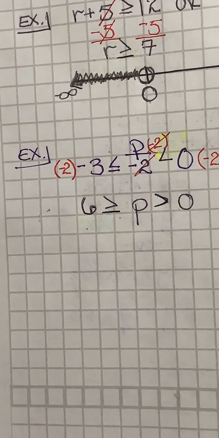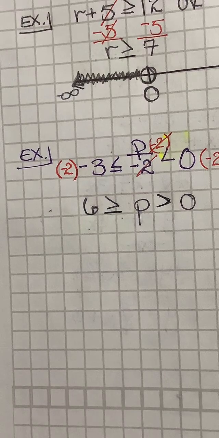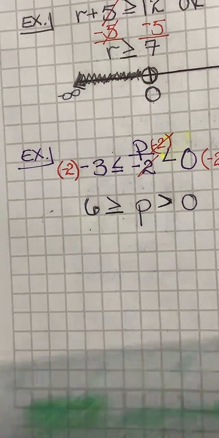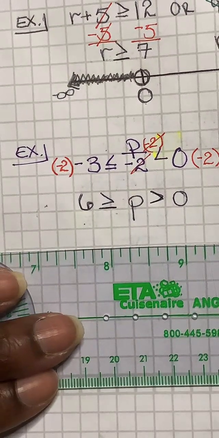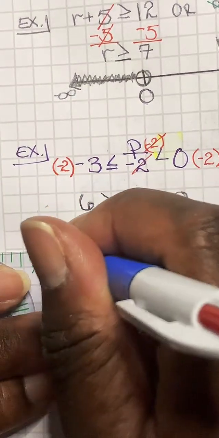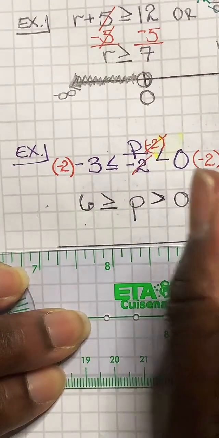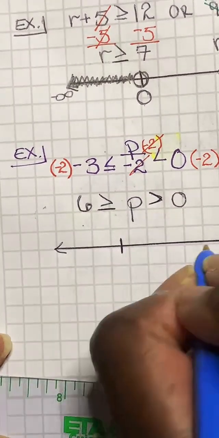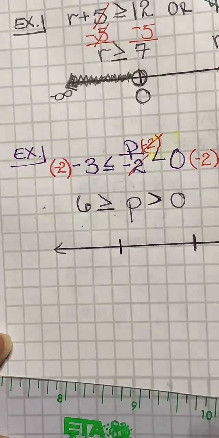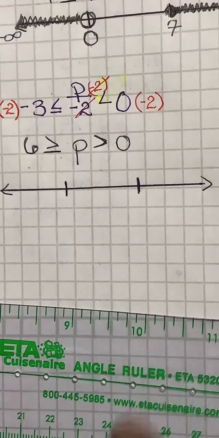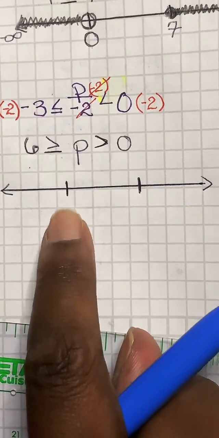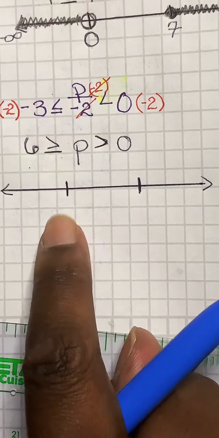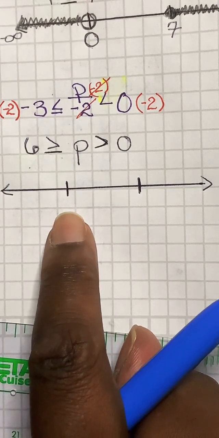All right, so now let's graph. Thanks, Kimberly. You guys still alive? You're still with me? We're doing all right? So we have a number here, and we have a number here. Okay. What's going to go here? What's going to go here?